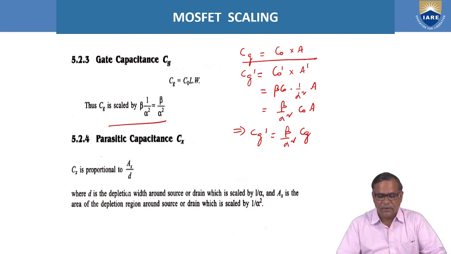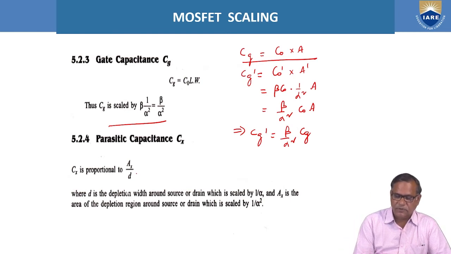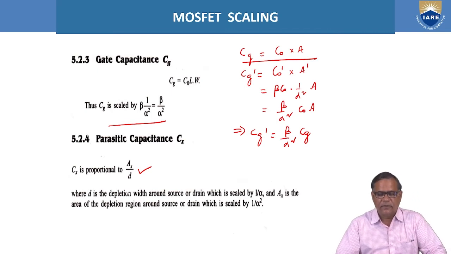Now let us go to the next parameter, that is the parasitic capacitance Cx. There are drain, source and gate terminals and depletion layer in the MOSFET. All these things cause parasitic capacitances, and this parasitic capacitance Cx is proportional to Ax by D, where D is the depletion width around the source or drain, and this is scaled by 1 by alpha, and Ax is the area of the depletion region around source or drain, and this is scaled by the factor 1 by alpha square.